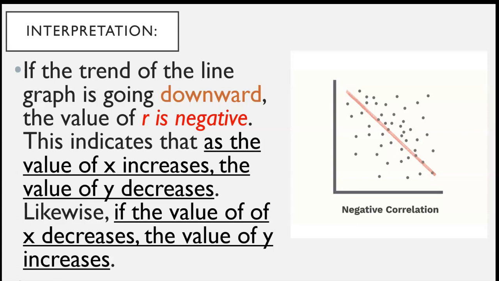Let's say, for example, the number of absences of students in relation to their academic performance. When you compute for the value of the correlation r and the result is negative, this means that if the number of absences of students is higher, then their academic performance is lower. While if the number of absences of the students is lower, it means that their academic performance is higher.